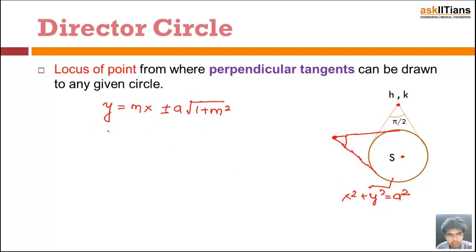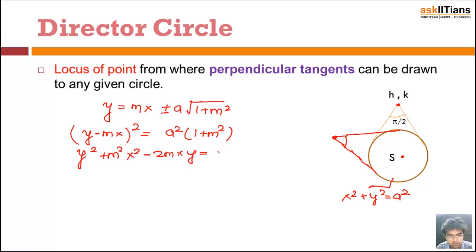Now if this is the thing, then what I can do is take this mx to this side and square. So (y minus mx) whole square is equal to a square of 1 plus m square. That means y square plus m square x square minus 2mxy is equal to a square of 1 plus m square. Now this is a quadratic in m, so we are interested in the values of m, because we know that m1 into m2 is minus 1. So we are interested in m1 and m2 values.